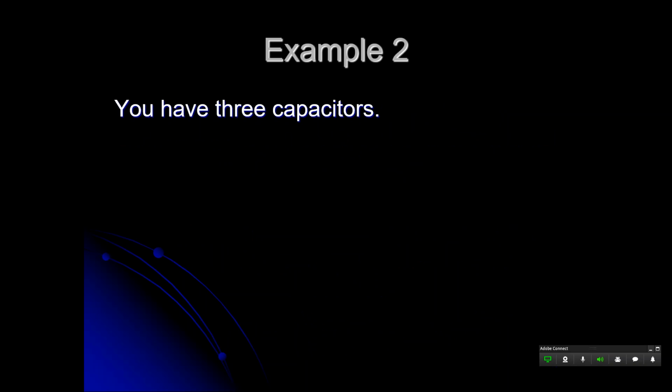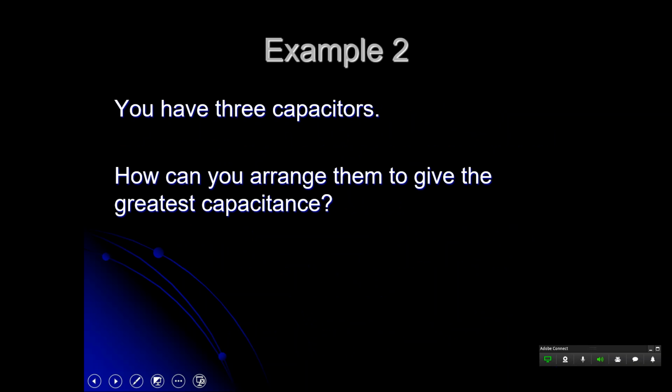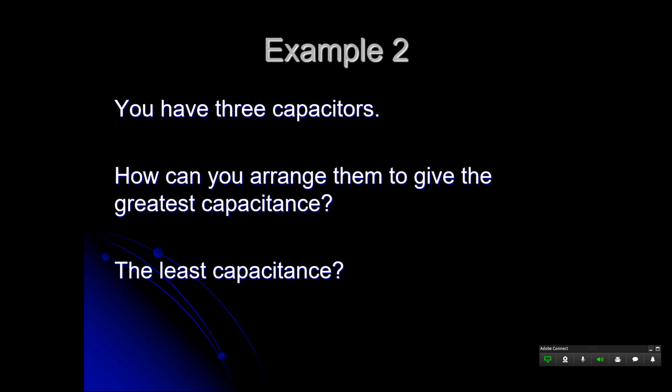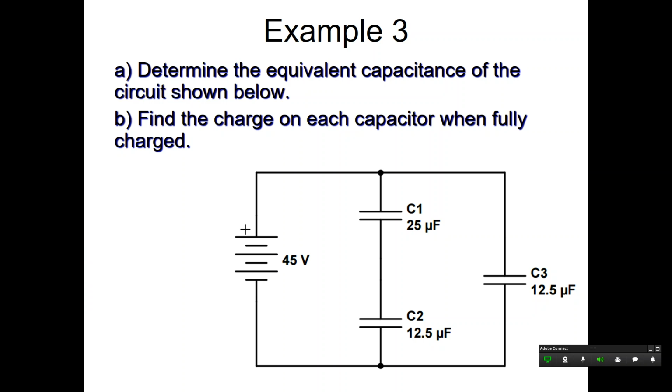Next example, very similar type of question. You have 3 capacitors. How can you arrange them to give the maximum or the highest amount of capacitance and also the lowest amount of capacitance? So for highest, you would use parallel, and series for least. Okay, good. You guys are looking at me like, is he asking us these simple questions? Is it just me? Well, here we go.